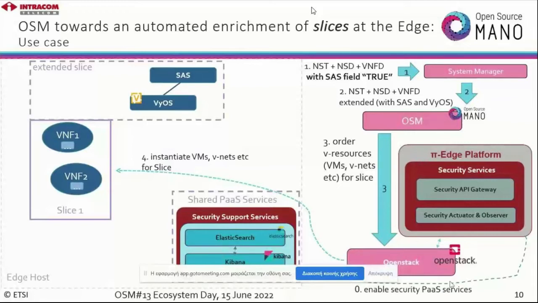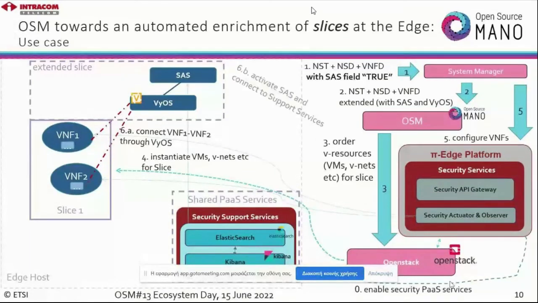Also, the system manager informs the π-Edge platform in order to configure the VNFs. So, the security actuator and observer connect the two VNFs through the VIOS and also activate the security analysis service and connect it to the supported services. In addition, they enable a specific threat identification behavior.